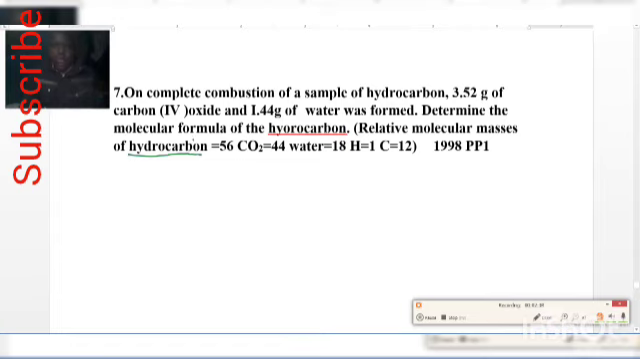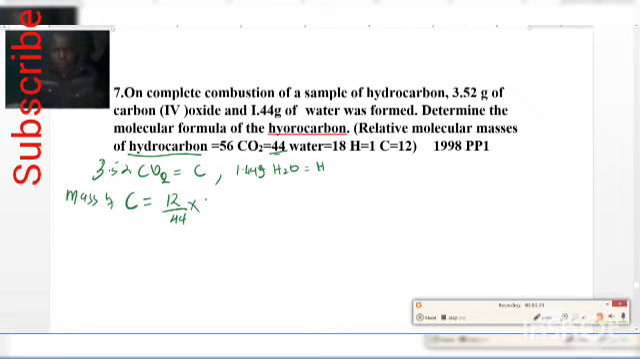So from here, if 3.52 grams of carbon dioxide was formed, from it we just need carbon. And 1.44 grams of water was formed; from it we just need hydrogen, because a hydrocarbon contains carbon and hydrogen only. So we start by calculating the mass of carbon. The mass of carbon will be equal to the carbon in this carbon dioxide, which is 12 because it is one, divided by the total, which is 44.